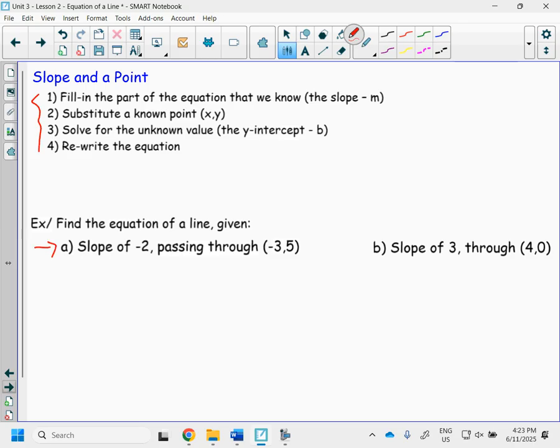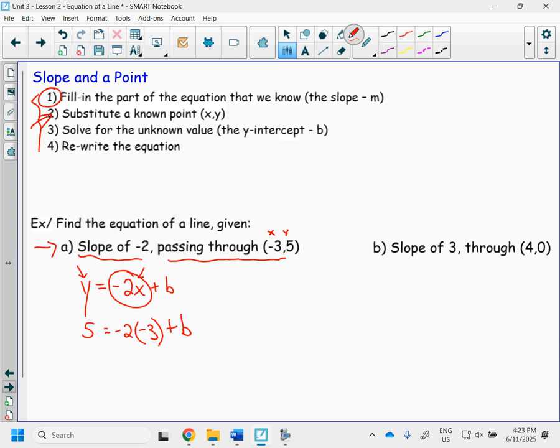Here's example A. Question A says, find the equation of the line given a slope of negative 2 and passing through this point. Step 1 tells us, fill in what you know. Well, we know the slope right off the bat. So y equals m, here's my m, x, and b. I don't know what b is yet, so I'm going to leave it as b. Step 2 says, substitute a known point, an x and a y. Hey, there's a point. It's made up of x's and y's. I can plug them in for x's and y's. Y is 5, x is negative 3. Be careful to remind yourself these are multiplying when they're stuck together, so put it in brackets, and b.